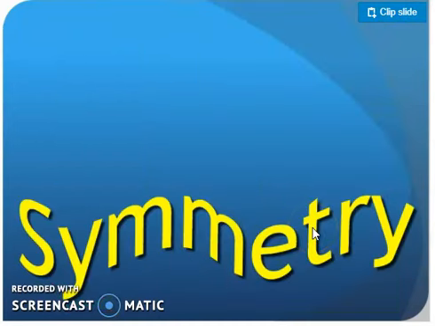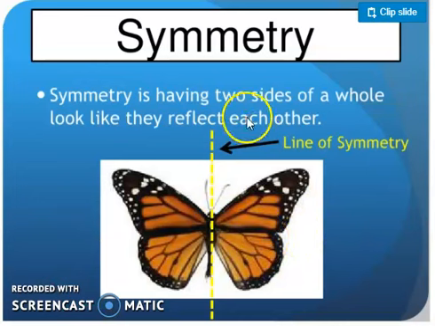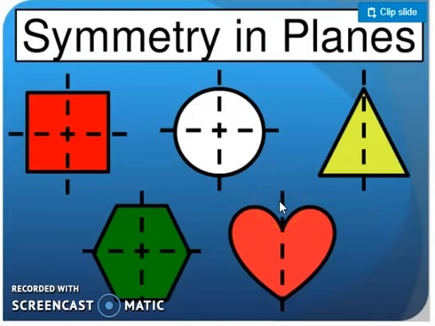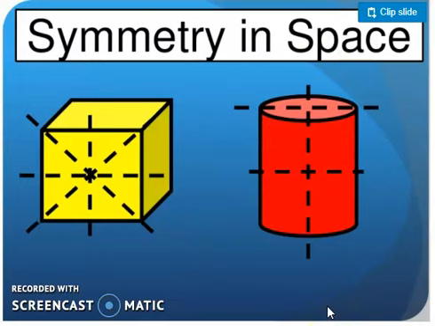So, symmetry now. Symmetry is having two sides of a whole looking like they reflect each other, like a butterfly reflecting each other. Now asymmetry is something that is not symmetrical. Like this is symmetrical, but this is not symmetrical because it has a different shape and it's not reflecting. Now symmetry in planes, so these are the symmetry in planes. Now symmetry in space, meaning 3D, is like this.